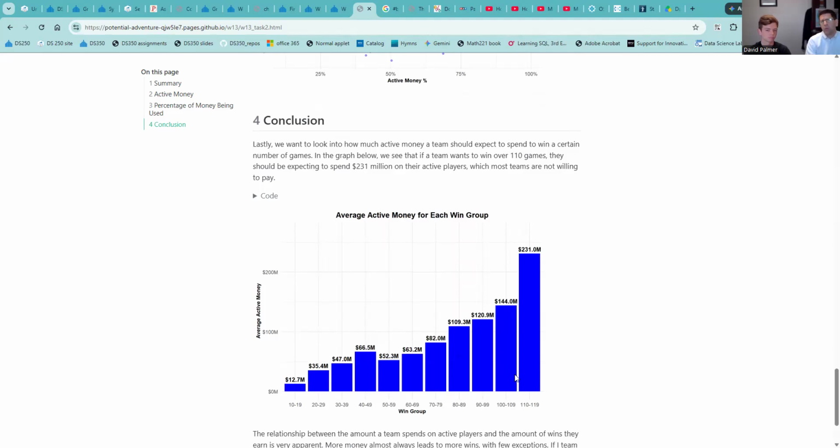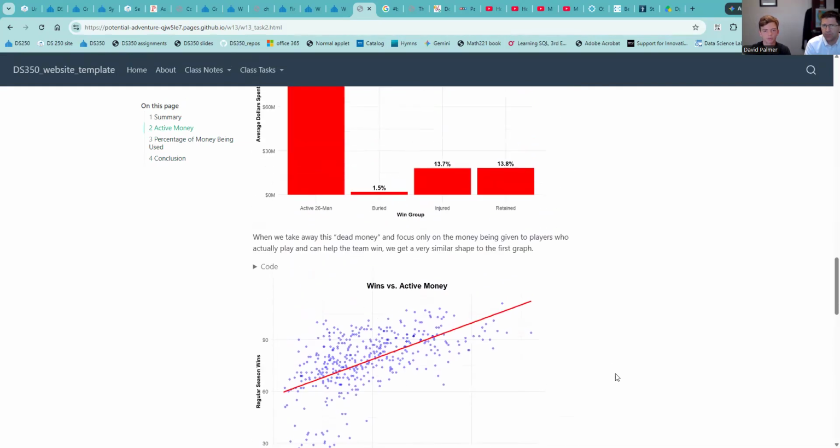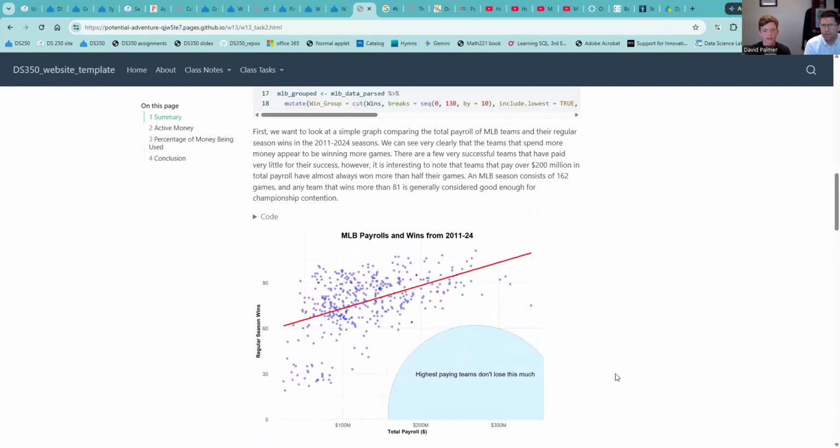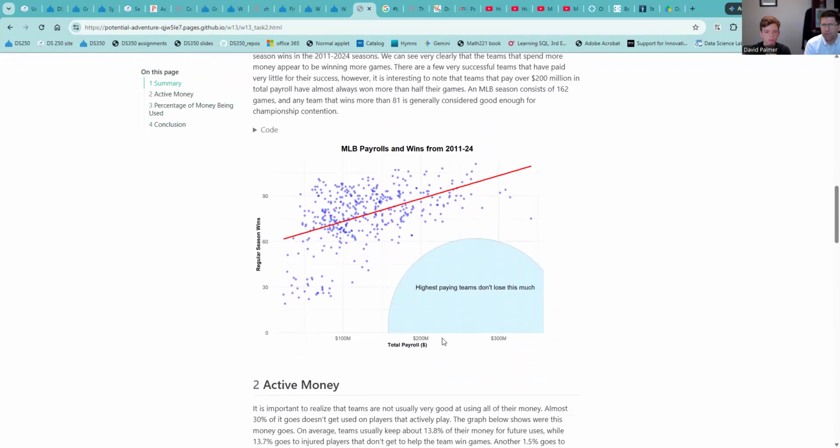Okay. And given your overarching research question, if you could summarize in 30, 45 seconds, what are the top three or four answers or highlights that you got from this study? So one thing that I found really interesting when I looked first at the data was when teams spend over about $200 million, they almost never lose more than 80 games.